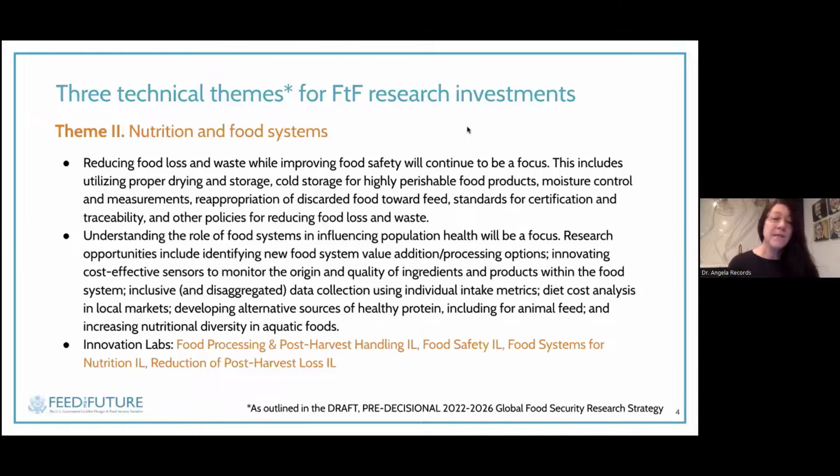And then the second theme is around nutrition and food systems. Broadly, some of the challenges that we face in the food system are around reducing food loss and waste, and food safety. And again, these slides are available so you can look through some of the ideas that we have here and our current activities. And I didn't highlight this on the previous slide, but we have ongoing research activities in the innovation labs that are relevant to these different themes. And I've listed those on these slides as well.